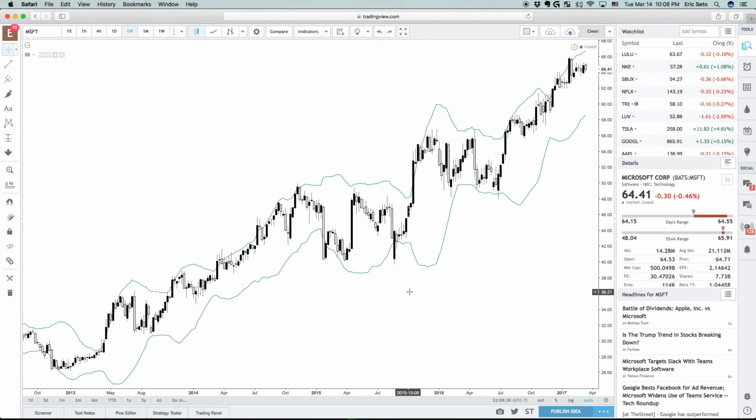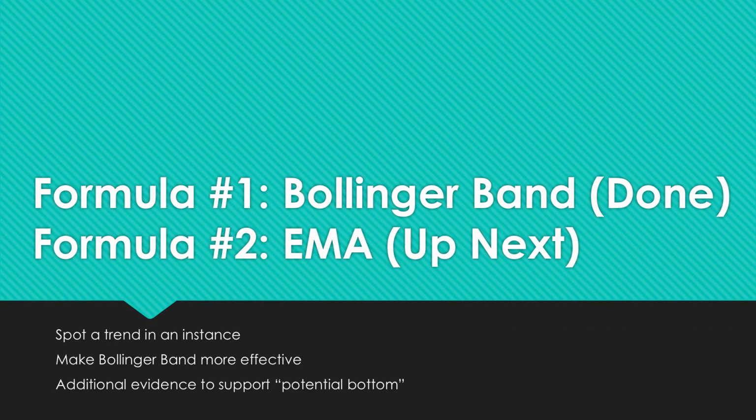And these bottoms are the triggers in which I would think, oh, okay, maybe I should do some analysis over Microsoft. It seems like a good time to buy, just looking at the chart alone. So that's how you set up the Bollinger Band. That's it for Formula 1, Bollinger Band.